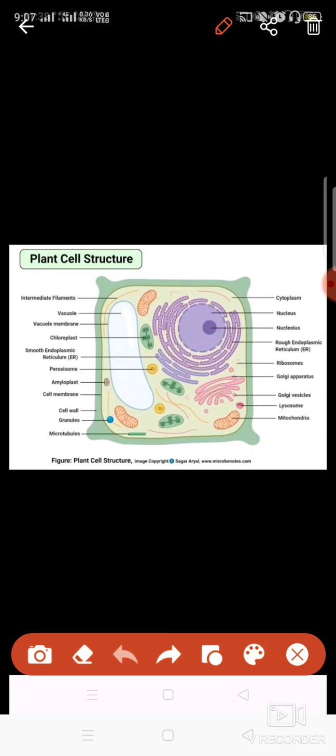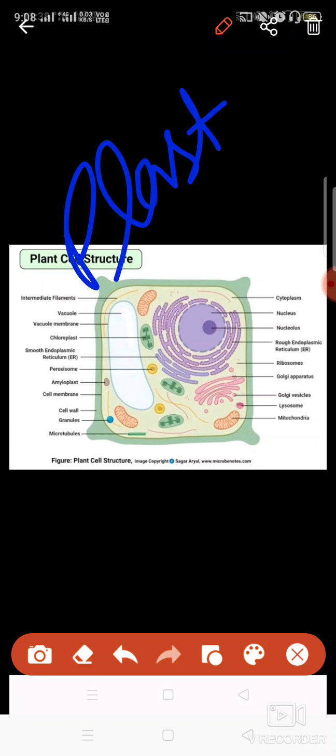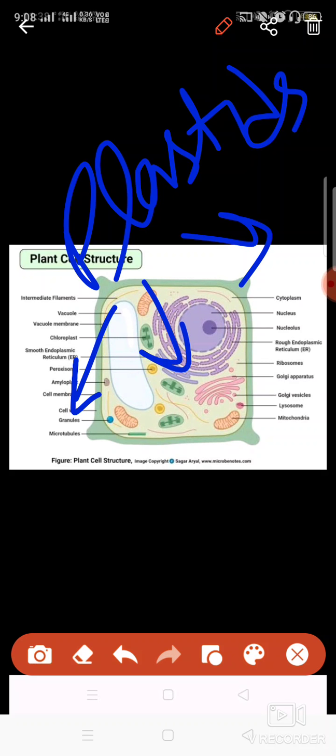Okay, then you will find some more structures here, that is chloroplast. Chloroplast is not present in animal cell. Have you seen that? Chloroplast is a kind of plastid. Okay, plastids are basically some kind of cell organelles which have different kinds of pigments present in them. Pigments or colorful substances are present, and due to the presence of such substances, plastids can be of different types.